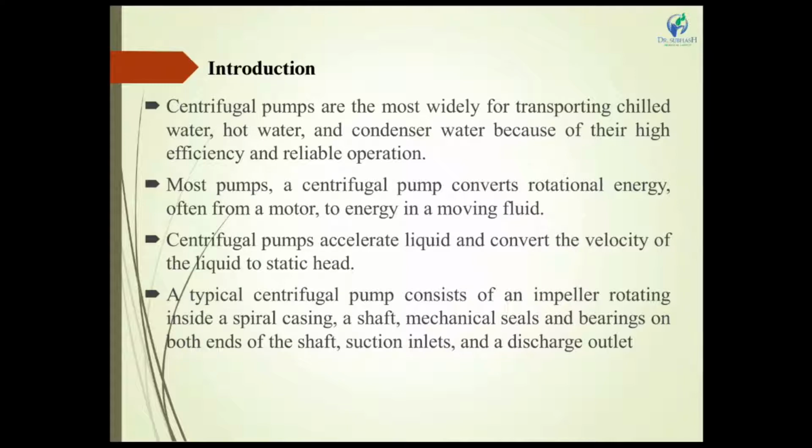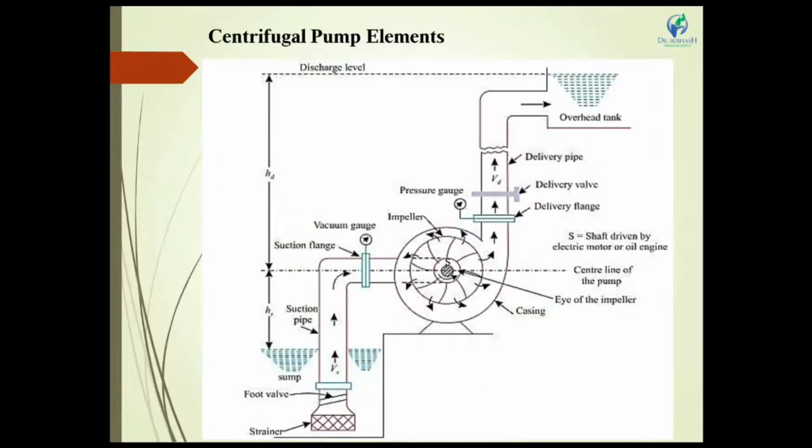A typical centrifugal pump consists of an impeller rotating inside the spiral casing, a shaft, a mechanical seal and bearing on both ends of the shaft, a suction inlet and a discharge outlet. This terminology we can show in our next slide. This is a figure of a centrifugal pump. There are a number of various elements.